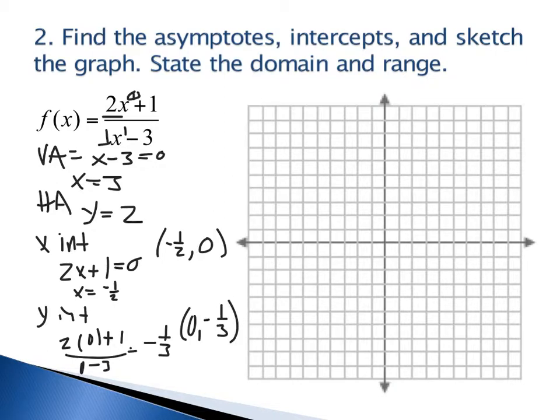So let's go ahead and actually put our asymptotes on there. So my vertical asymptote is going to be x equals 3.